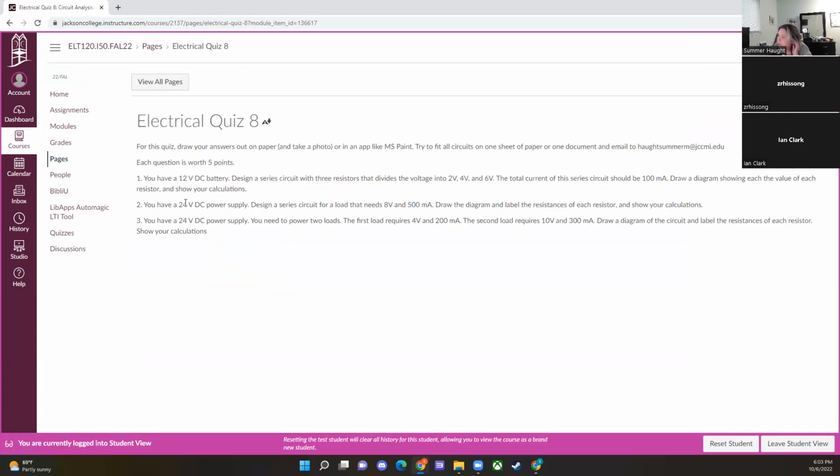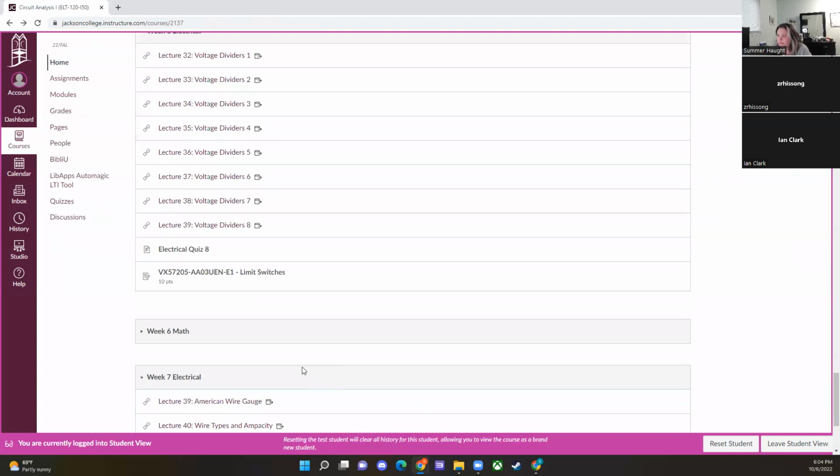That electrical quiz 8, like it says here, you can do it in Microsoft Paint if you want. I think that's kind of difficult, so most people just do it on a piece of paper, write it, label it 1, 2, 3, and you'll be good to go. So that's a reminder on that.